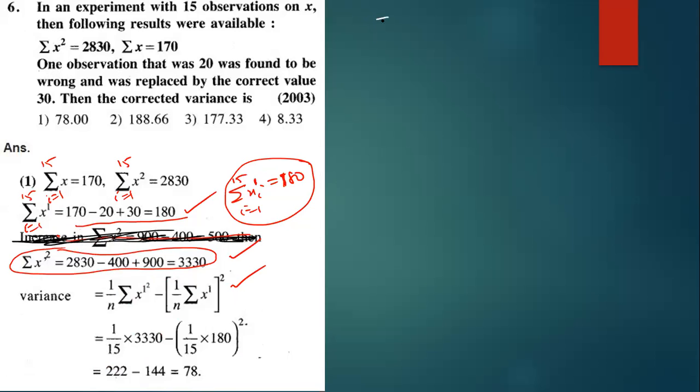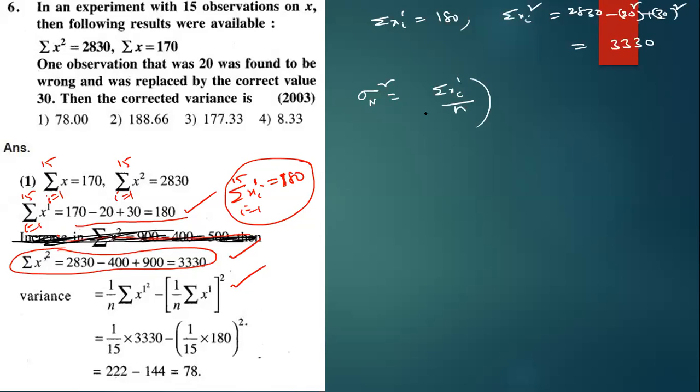Once again, I'm explaining. Sigma xi dash is given as 180. Sigma xi dash square is 2830 minus 20 square plus 30 square, which comes to 3330. So the new variance formula is sigma xi dash square by n minus the square of the average of the new observations.